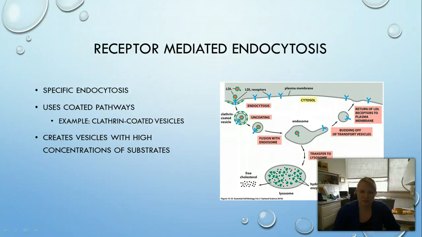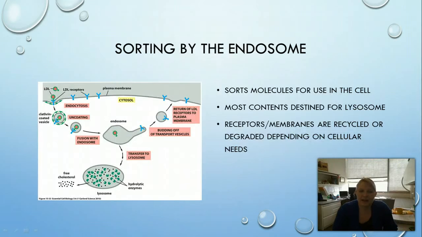And so it's really specific, and sometimes there'll be other stuff that gets trapped in there with it, but for the most part, these are going to be high concentrations of whatever substrate the cell needs. So this is something the cell specifically wants to bring in. As I said, after it gets brought in, it gets sent to the endosome for sorting. This sorts the molecules in the cell. It determines where they need to go and what they need to do. Most of the contents are going to go to the lysosome. Do you remember why they're going to go to the lysosome? Well, we'll answer that question in just a second.